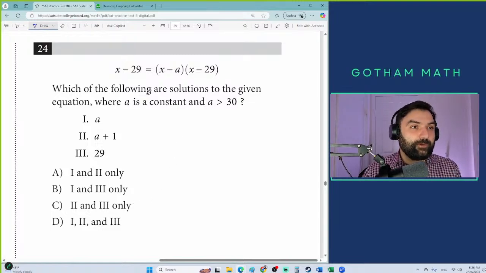Number 24. So what are we having? Okay, we have x minus 29, and we have some sort of a factored, maybe quadratic, maybe not. Well, it can definitely be, but which of the following are solutions to the given equation where a is a constant and a is greater than 30? All right, a greater than 30, right? How does that really help us? We'll see.